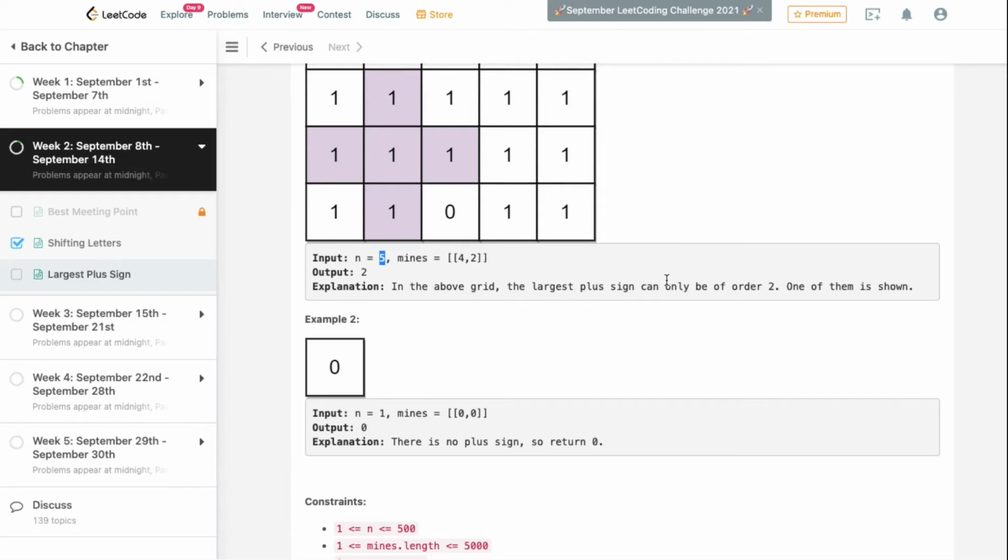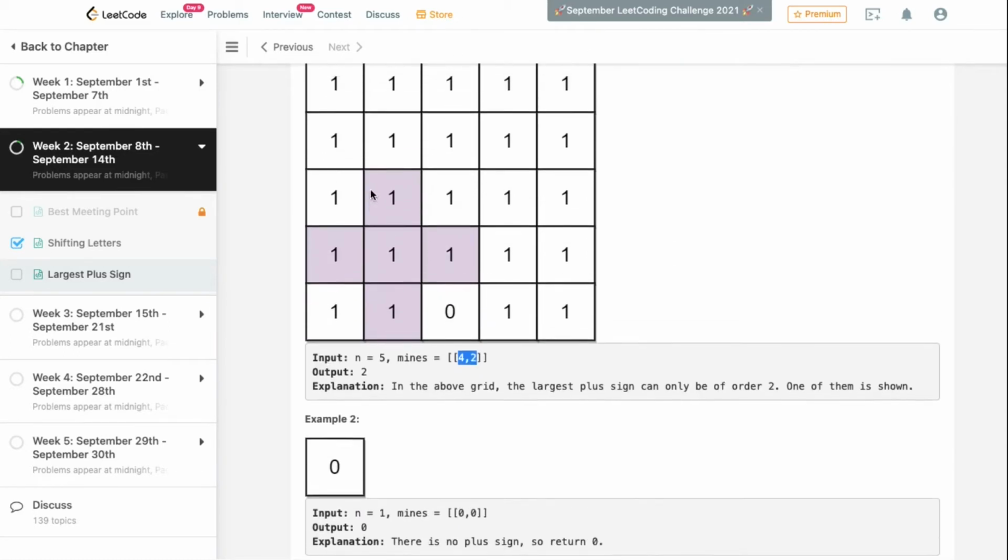So what does a mine represent here? Wherever we have mines at i comma j, there we would have 0, like this over here. So we have a mine at 4 comma 2, so fourth row and second index. So 0 1 2 3 4 and 0 1 2. So this is our mine. Like this there would be mines and other things.